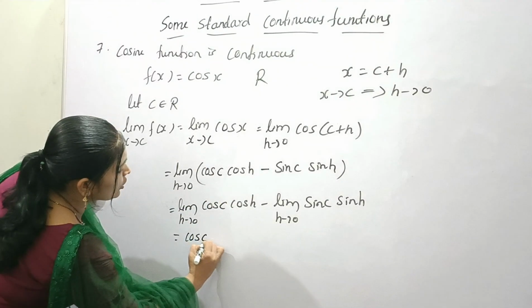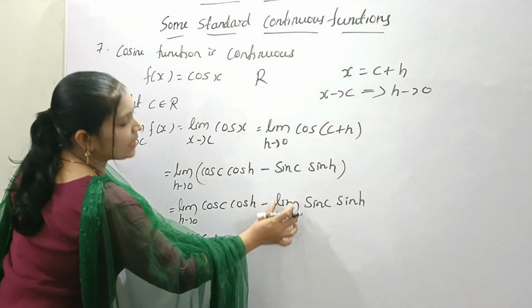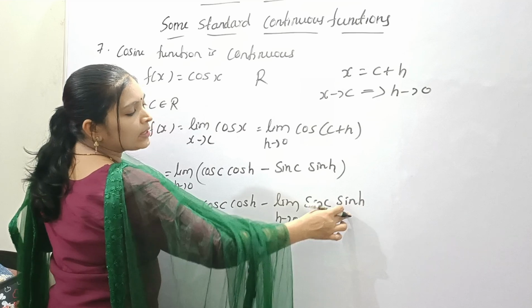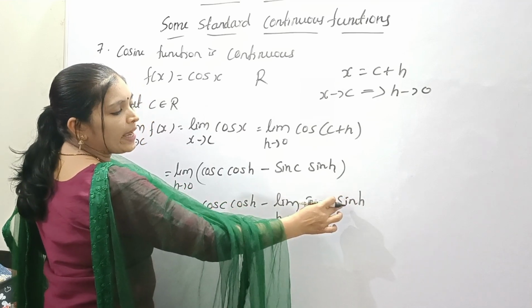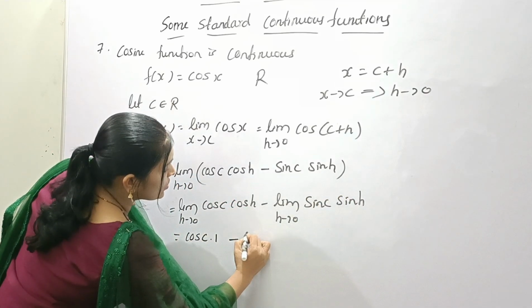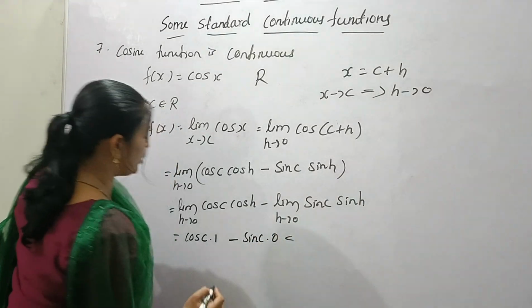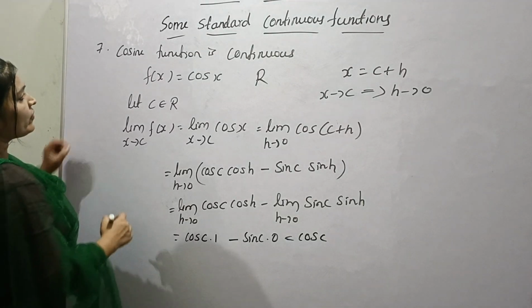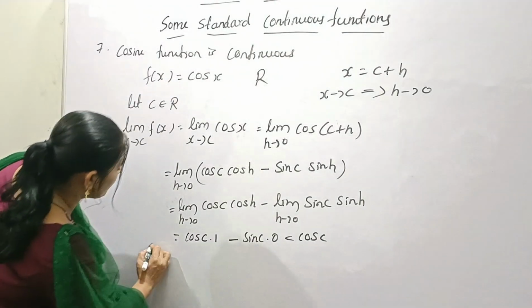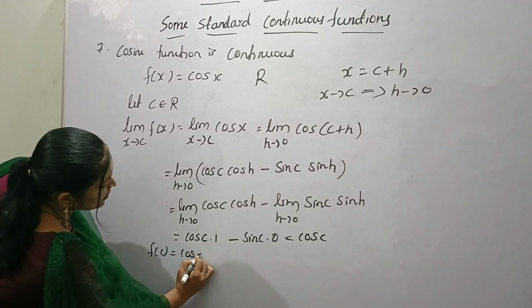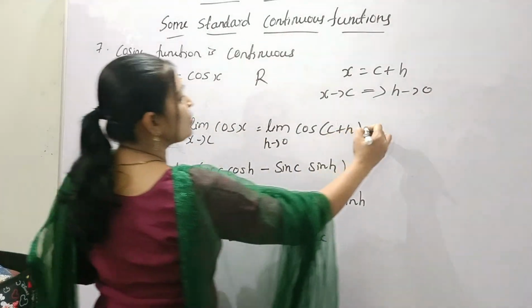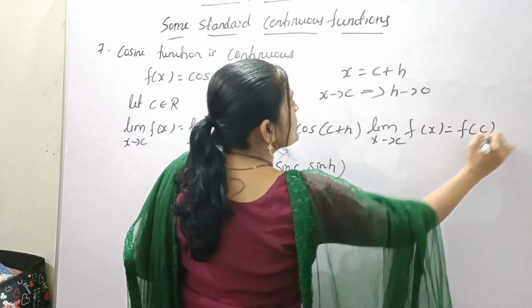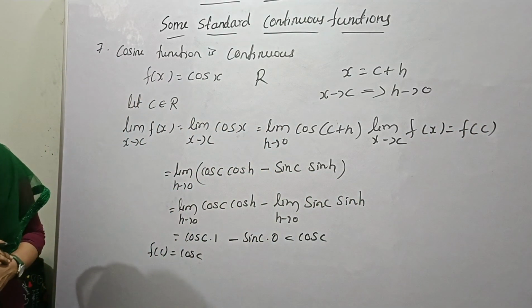So cos c into 1 minus, here sin c is constant, so sin c into limit h tends to 0 sin h. Sin 0 is 0. So sin c into 0, that is equal to cos c. Now what is f of c? f of c is nothing but cos c. So we have got limit x tends to c, f of x is equal to f of c. Therefore the cosine function is continuous.